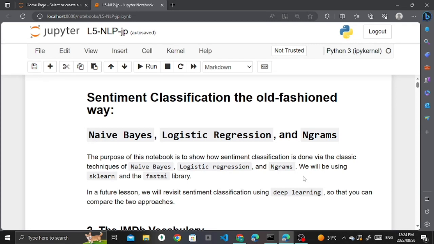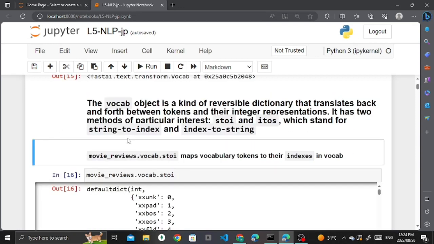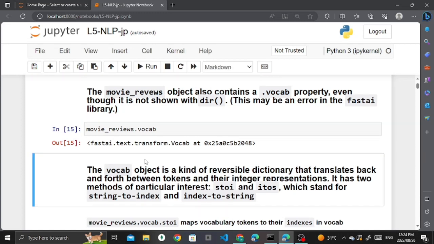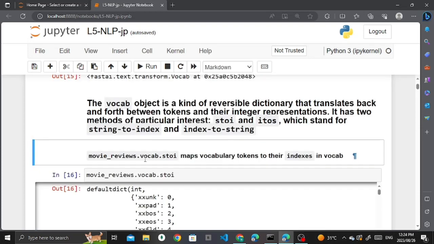Okay, it's really important for you to understand how your data is set up and what kinds of methods and dictionaries are used in it. The movie reviews object also contains .vocab property, even though it's not shown with the dir method. This may be an error in the FastAI library, but we use the .vocab attribute like this. Now we have another attribute, which is stoi, which stands for string to integer. So movie reviews.vocab.stoi maps vocabulary tokens to their indices in vocab.